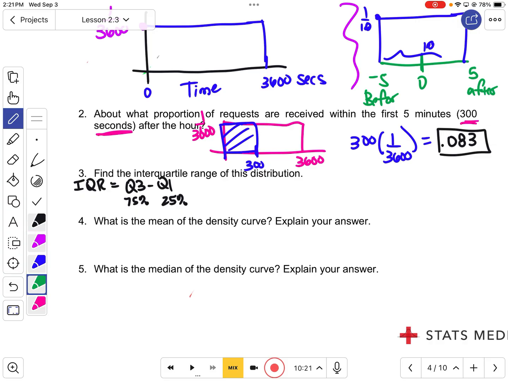So what we're going to do for Q3, 75% would be 0.75. The whole length was 3,600. So I don't want the whole height, I only want 75% of it. For Q1, I only want 25%, so 0.25 times 3,600. We're going to get those two numbers, and then we're going to subtract them. So to get your interquartile range takes a little work.